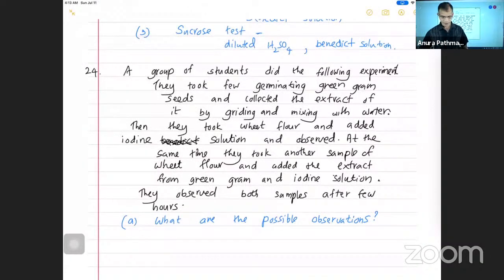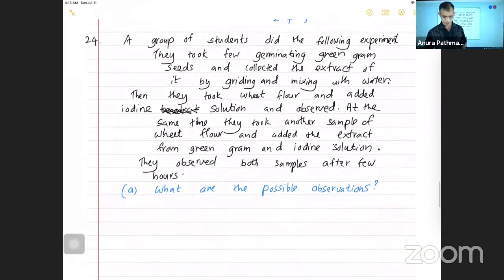Okay, the 24th question I have given you. If you read it, it's something like this. A group of students did the following experiment. They took a few germinating green gram seeds and collected the extract of it by grinding and mixing with water. Then they took wheat flour and added iodine solution and observed. At the same time, they took another sample of wheat flour and added the extract from green gram and iodine solution. They observed both samples after a few hours. What are the possible observations?